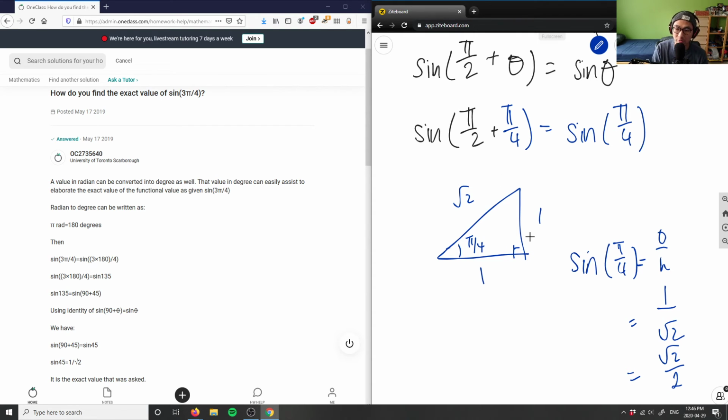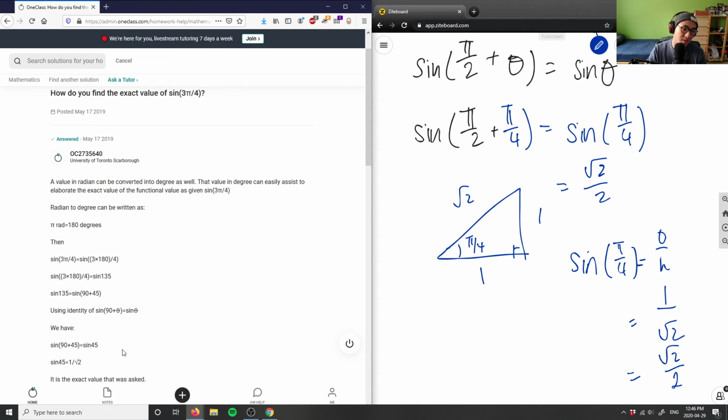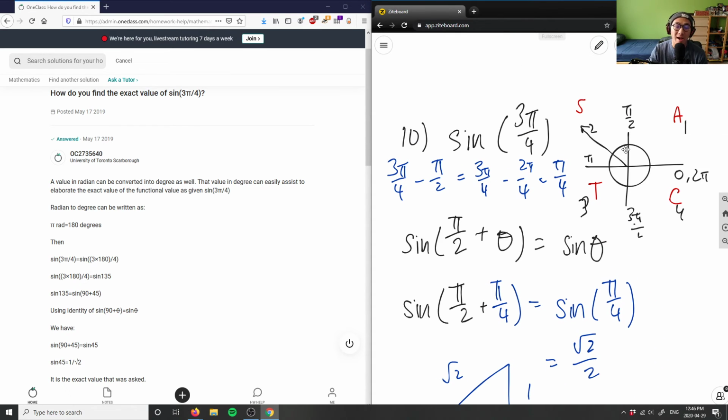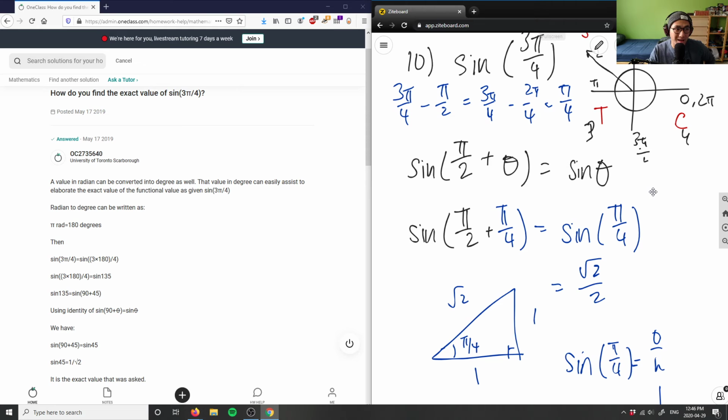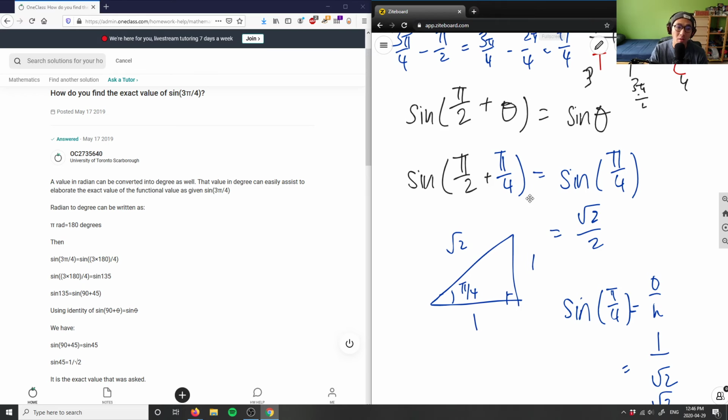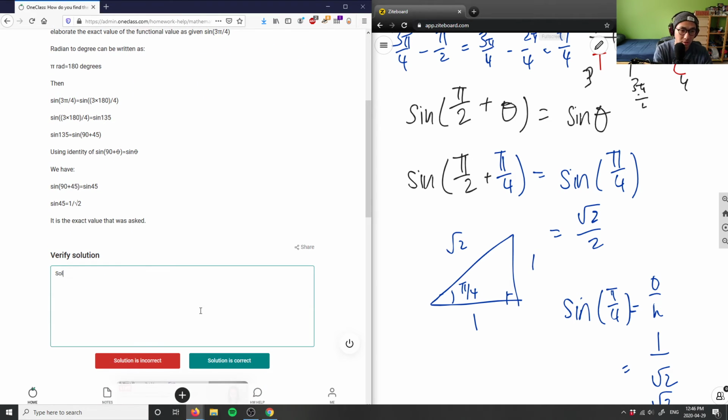Sine of pi over 4 is root 2 over 2, therefore this relation here also equals root 2 over 2. So this is equal to sine 45, which is 1 over root 2. So this solution is correct, right? Basically I'm using the CAST rule, figuring out what quadrant the angle lies in, then plugging in my trigonometric identities to figure out the sign, and breaking the angle down into one that we know through special triangles. So the solution here is correct. Good analysis.